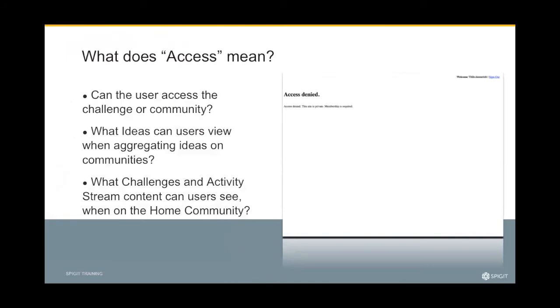So what we see here is just a screenshot on the right, and this is typically what a user would see if they were denied access to a challenge. This is, for example, if it's a private members only type of challenge, you wouldn't see this if it was private required login, for example.